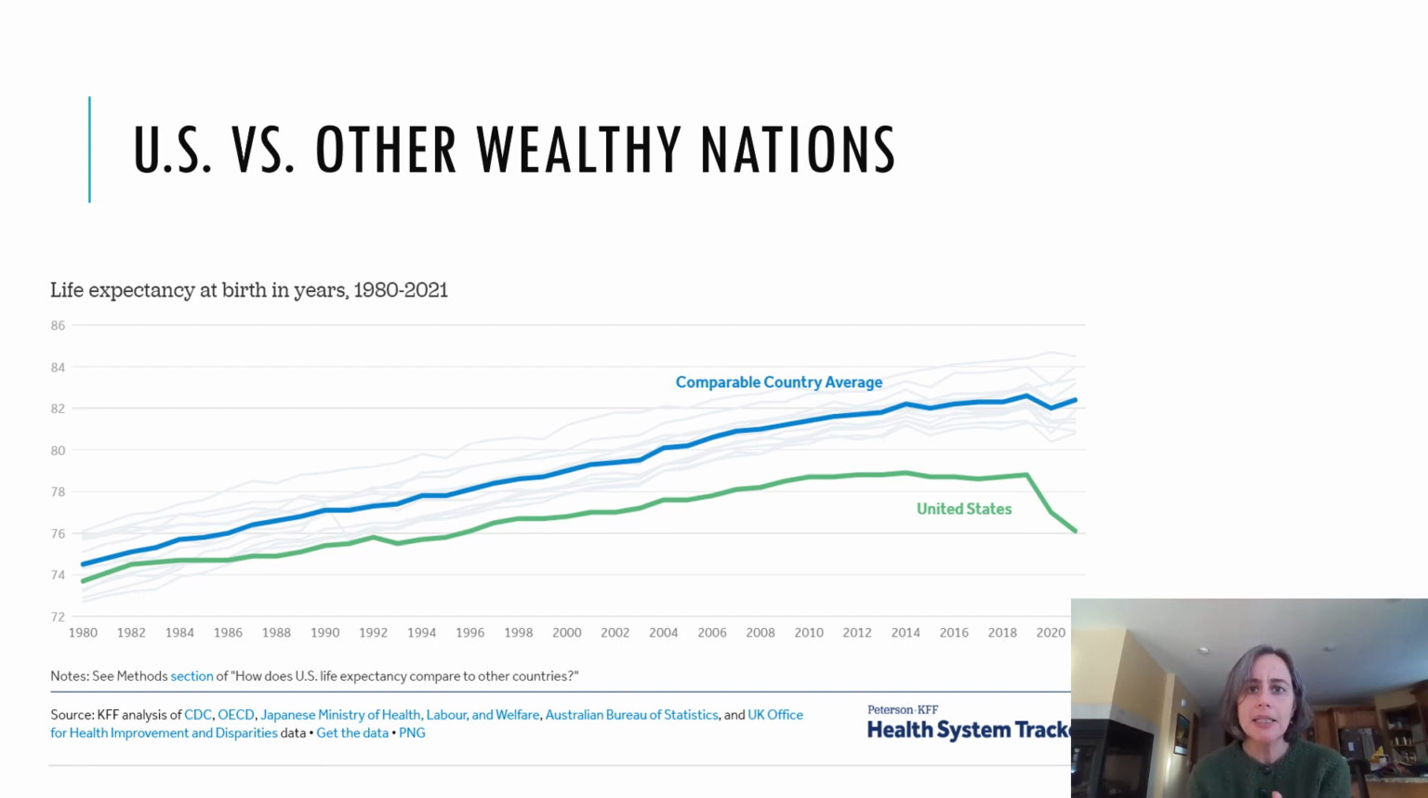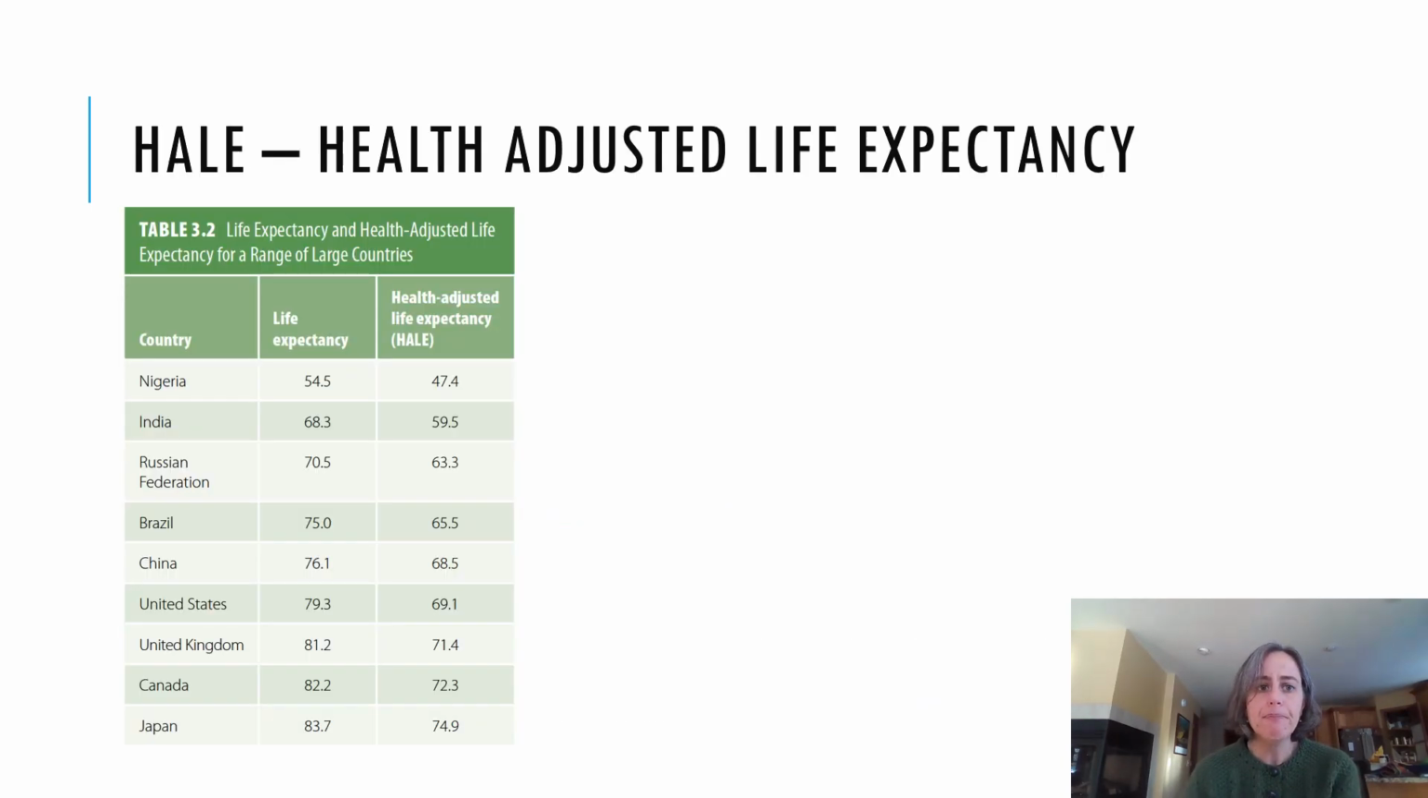So life expectancy is useful because it tells you when people die on average, which is a very hard and fast number, but it doesn't tell you the quality of the life that they are living. So there's another metric that we can look at, and this is called the health adjusted life expectancy. So of the years that you live on average, how many of those years are good, healthy, productive years?